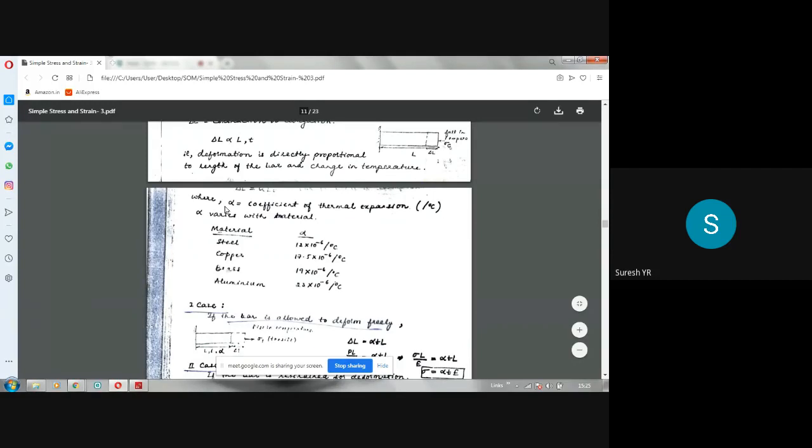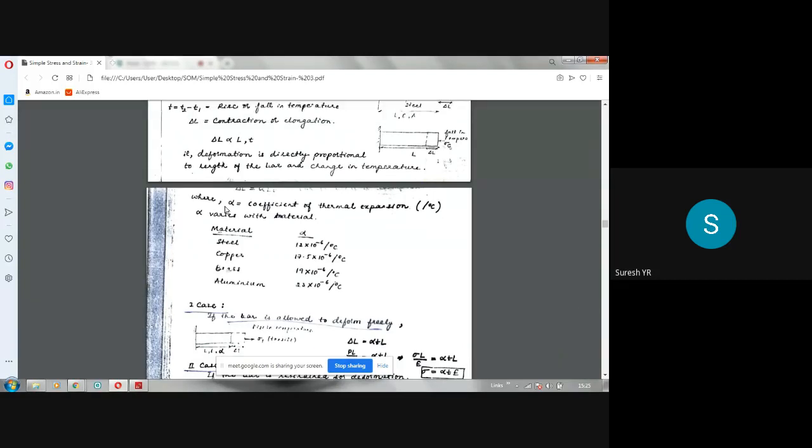So you should be very careful about the units. Alpha is expressed as per degree centigrade. That means whatever expansion has taken place is expressed as a strain per degree centigrade. So for 1 degree centigrade change in temperature, what is the corresponding strain? That is called your coefficient of thermal expansion.